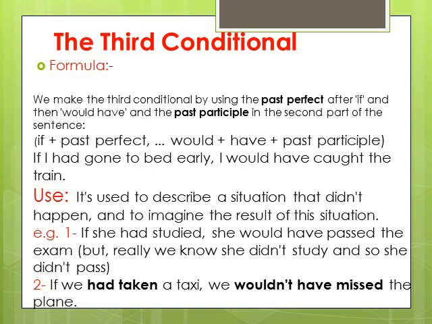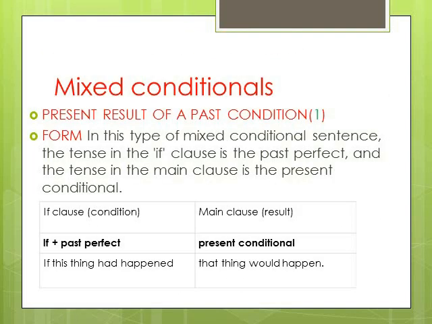Let's go for the second example to understand the mixed conditionals better. There are two cases or two types of mixed conditionals. The first one is present result of past condition. So the if clause is in the past, and the result will be in the present. That's why it's totally different from the normal conditionals, the first, the second, the third. That's why we call them mixed conditionals. So now let's go for that case, present result of a past condition.